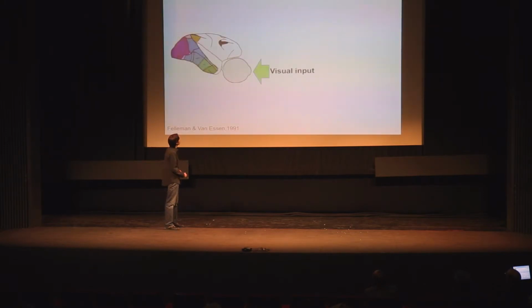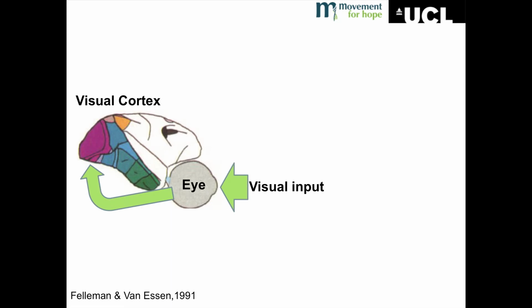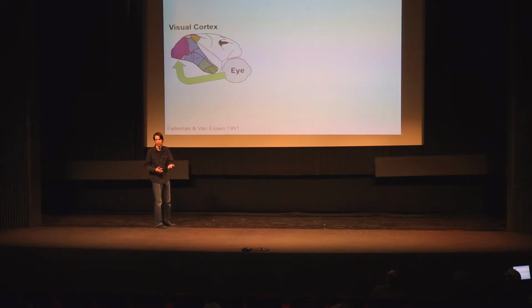So how is this happening? Here's a cartoon of our visual system, and it looks like this, and it consists of visual input coming in through the eye, and from there on, it is passed on to the visual cortex, which is at the back of our brain, and this is where visual information first arrives. And from there on, it's passed on to other visual areas that are doing more complicated functions.